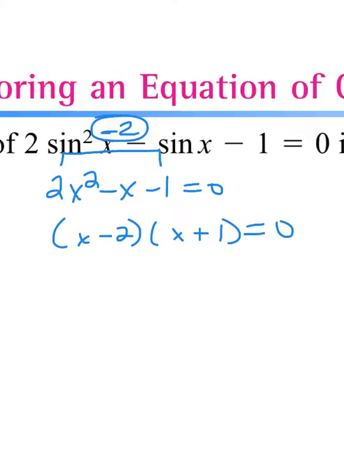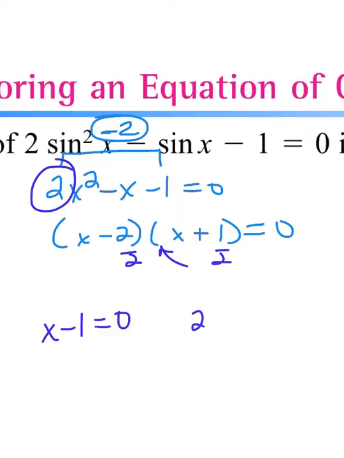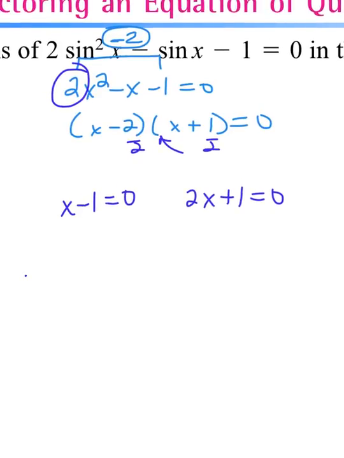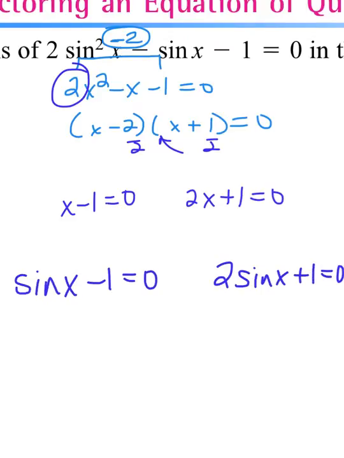Now I cannot just leave it like that because my a term is not 1, remember? So what do I do with the a term? Divide both bottoms by 2. Perfect. So I'm left with x minus 1, agreed? Equals 0. And then what's my second parenthesis look like? 2x plus 1 equals 0. Now we're talking about trig. So what do I replace the x's with? Sine. So this is really sine x minus 1 equals 0, and 2 sine x plus 1 equals 0.